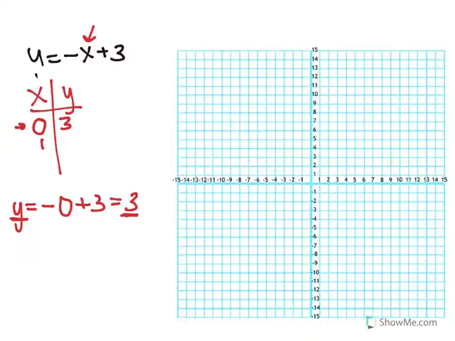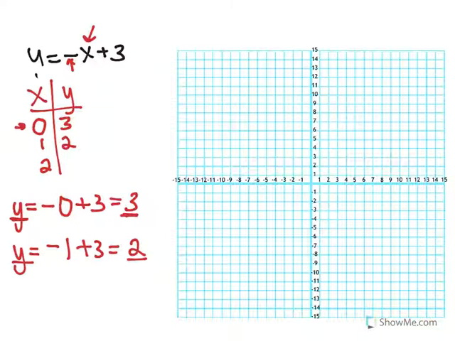Next, I usually choose 1 and 2. You need to have 3 points in order to graph a line. So if I plug in 1 to this equation, I get negative, because we've got a negative here, in place of x, I'm going to write 1 plus 3 equals negative 1 plus 3 equals 2, so my y value is 2. Finally, I'm going to plug in 2, so I've got negative 2 plus 3 equals 1.